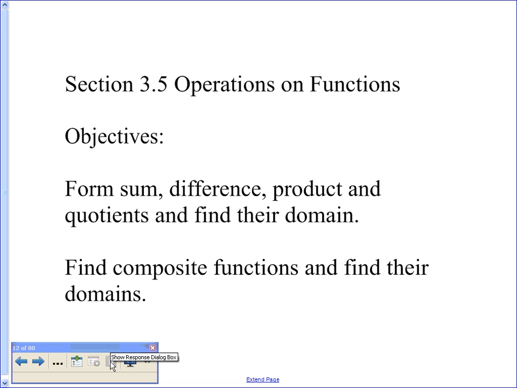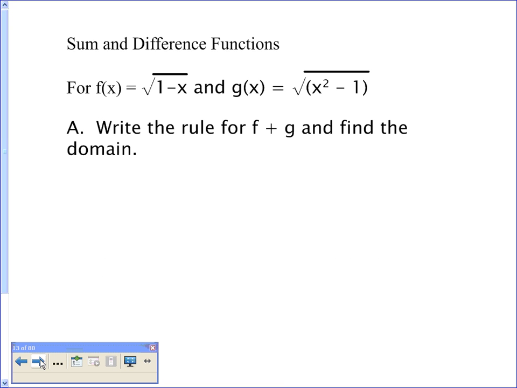Section 3.5 is operations of functions, and in this section we're going to be learning how to form sum, difference, product, quotients and find their domain, and we're also going to be working with composite functions and finding the domains of those composite functions.